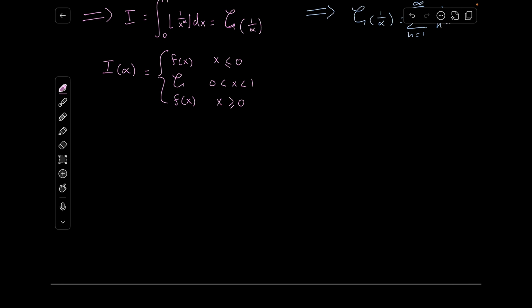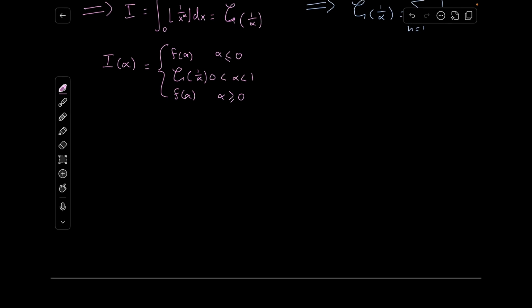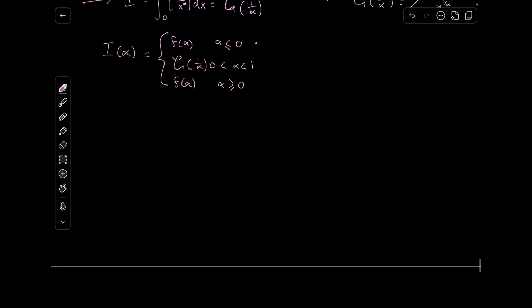So, sorry, that's just false. These are not supposed to be x's. These are supposed to be alphas. And so obviously we can't plug in 0 for alpha, so we need some new function up here.